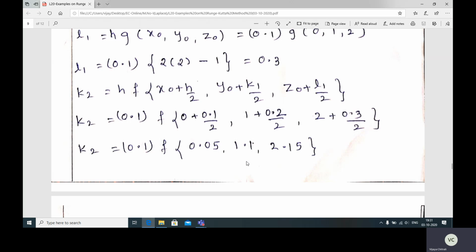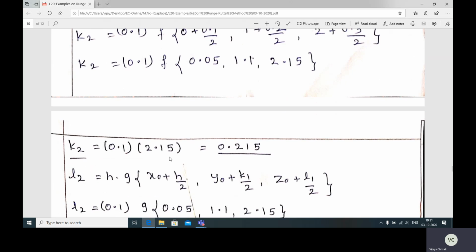So this is f of x, y, z. In place of x, 0.05. In place of y, 1.1. In place of z, 2.15. So f of x, y, z is z. So in place of z, what we have here? 2.15. 0.1 into 2.15. So this is 0.215.